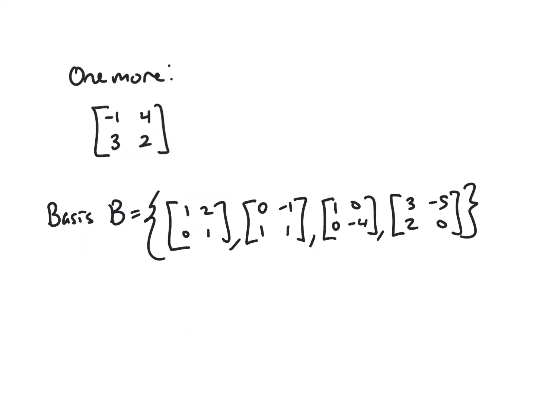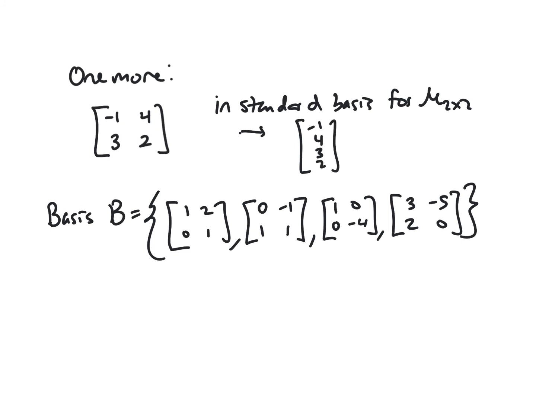So let's do one more here, okay? So first of all, in the standard basis for 2 by 2 matrices, the coordinate vector for this guy would just be negative 1, 4, 3, 2, right? So we've already been kind of using this, even if we haven't called it a coordinate vector at this point. But the standard basis is what allows us to very naturally throw this into column vector form. So now we have this basis down here.